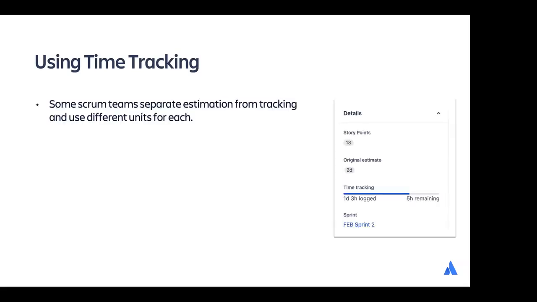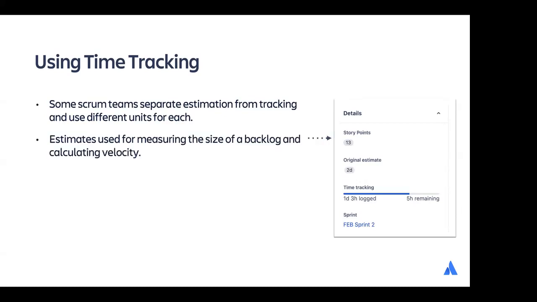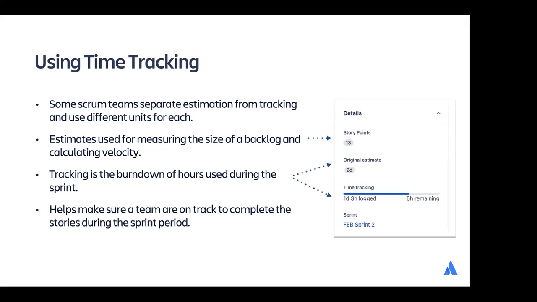So why would you do this? Well, some Scrum teams separate estimation from tracking, and they use different units for each. Estimates are used for measuring the size of the backlog and calculating velocity. How much can we do? And tracking is often the burn down of hours used during the sprint. This helps make sure that teams are on track to complete the stories during the sprint period.